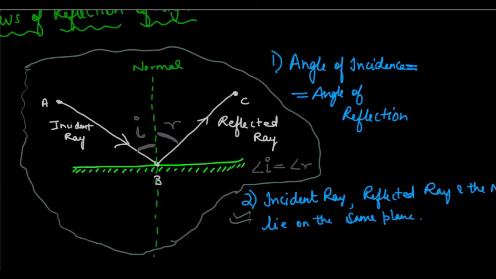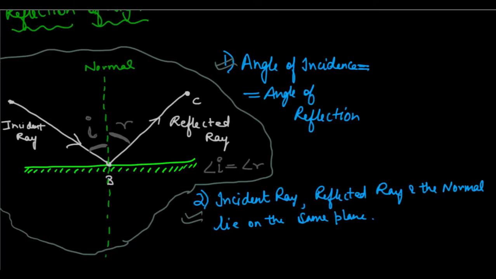I hope that's clear to each and every one of you. So these are the two laws of reflection of light. The angle of incidence is always equal to the angle of reflection, and the incident ray, the reflected ray, and the normal lie on the same plane. I hope that's absolutely clear to all of you. So these are the two laws of reflection of light.